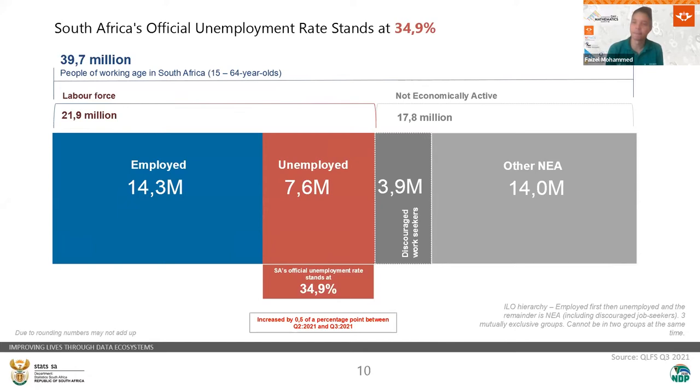So the official rate stands at 34.9%, almost 35%. And then you have another 4 million people who would take up a job if it was there. But they're discouraged. They've lost hope. Don't be one of those who lose hope in the future.